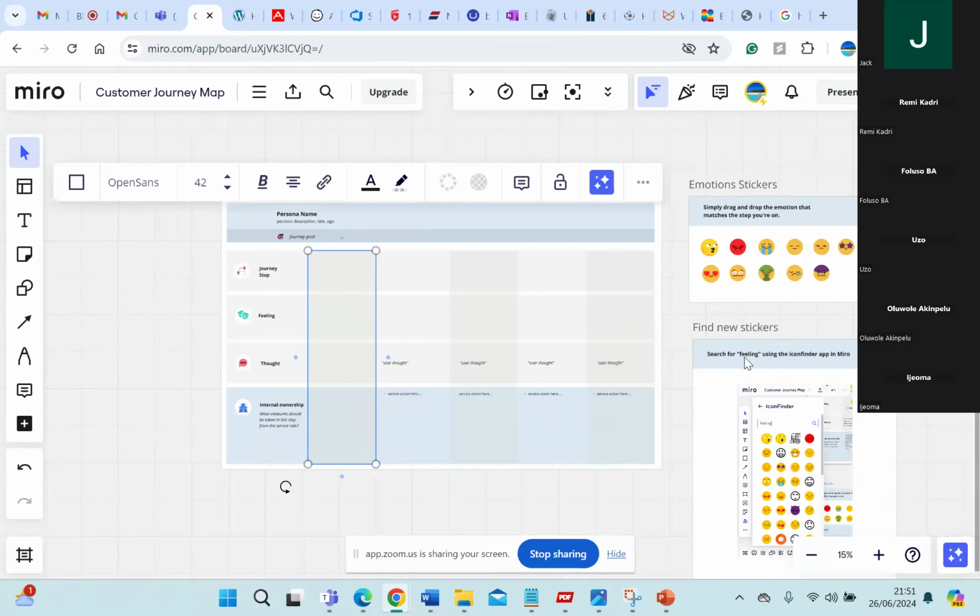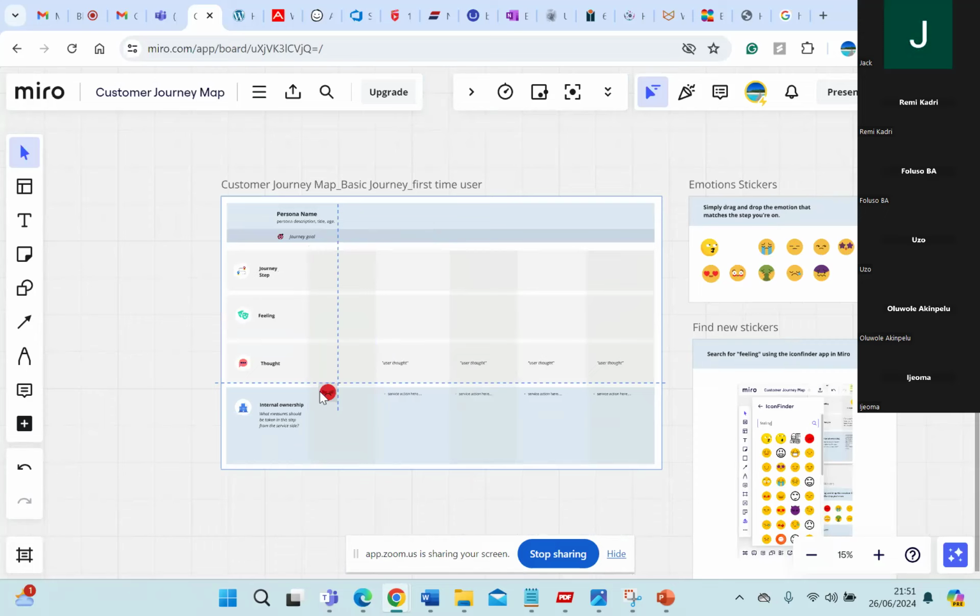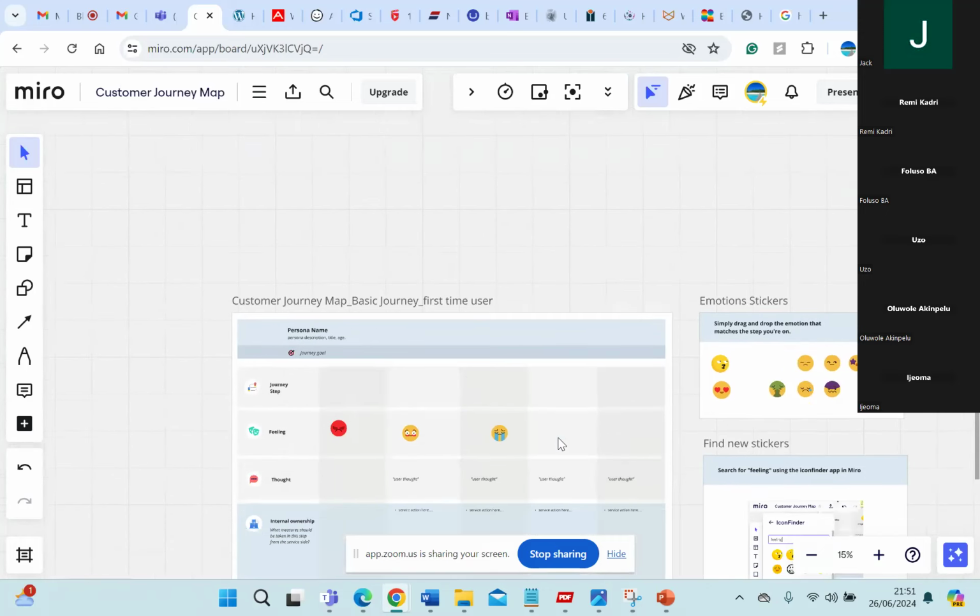So what are they feeling? You can say, oh, they're angry here, they're feeling confused here, they're crying, they're feeling sad here. Like, this is not even everything.